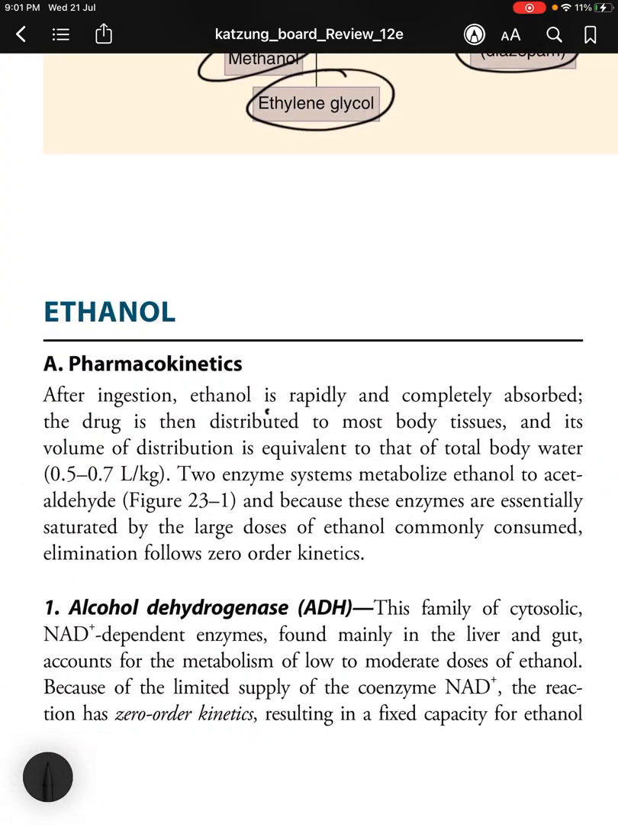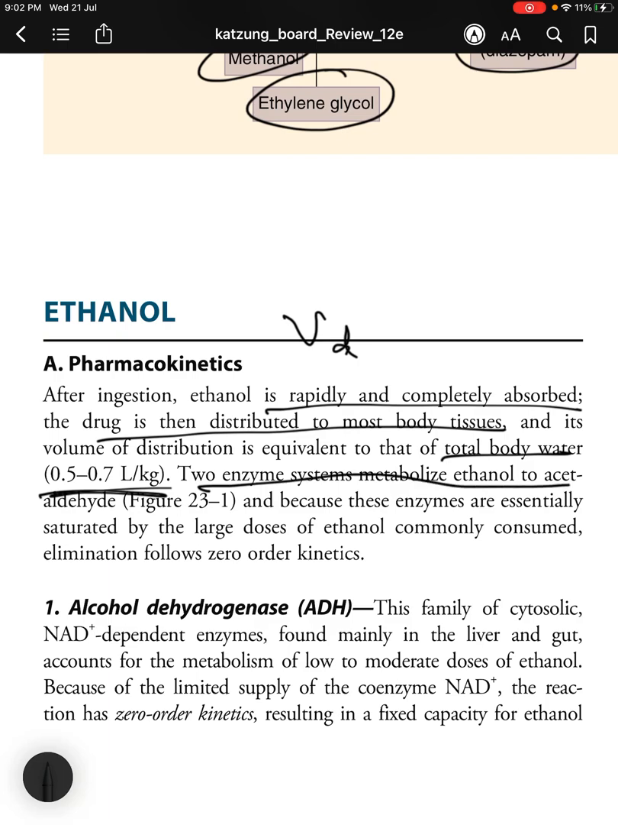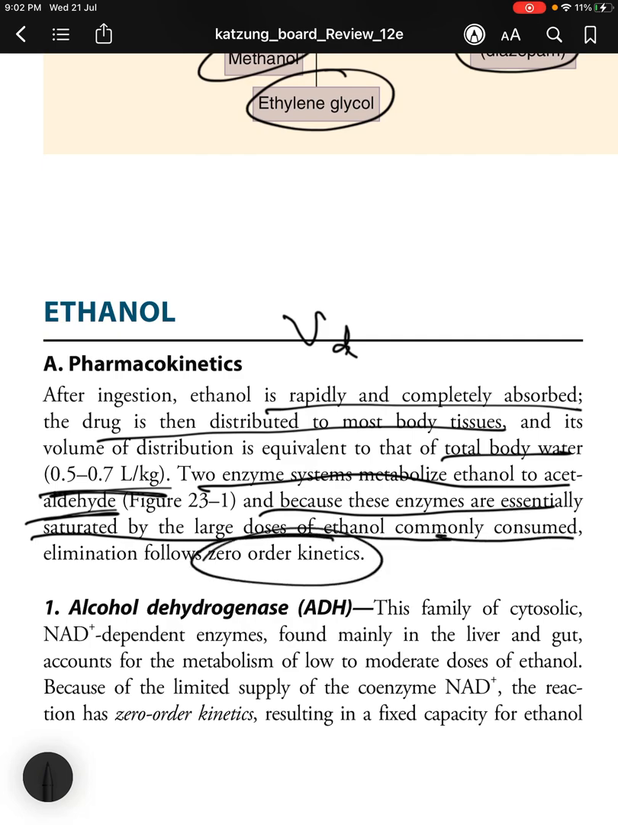So ethanol, after ingestion, is rapidly and completely absorbed. The drug is then distributed to most body tissues, and its volume of distribution is equivalent to that of total body water, so 0.5 to 0.7 liters per kg. Two enzyme systems metabolize ethanol to acetaldehyde, and because these enzymes are essentially saturated by the large doses of ethanol commonly consumed, elimination follows zero order kinetics. So elimination of ethanol, zero order.